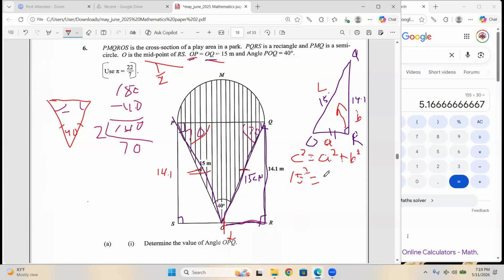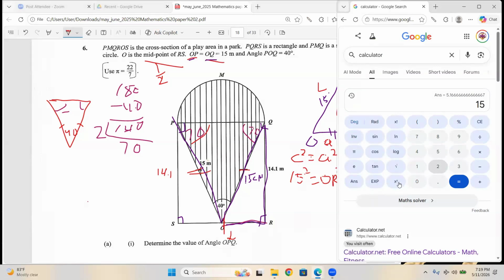Well, that's the side we're trying to find, right? Which is OR. Or we could have left it as A squared too, we didn't have to change it, so either or, it'll be fine. B is 14.1. I run out of space again, boy. That's supposed to be squared, right? 14.1 squared.